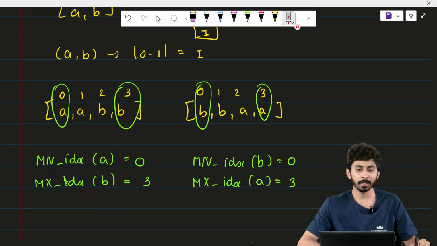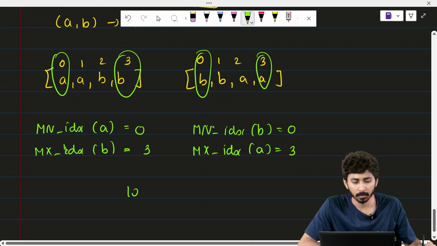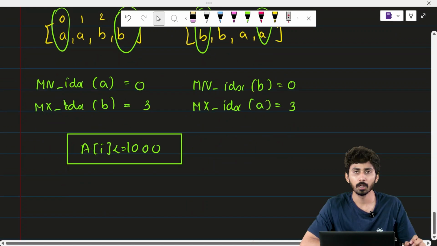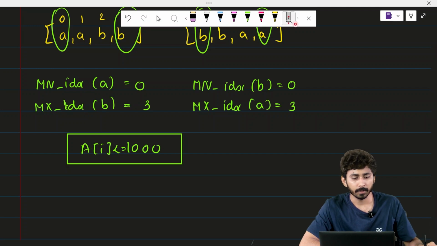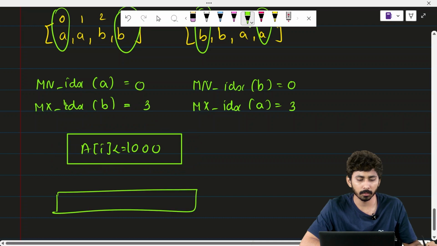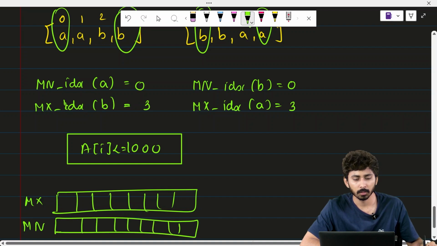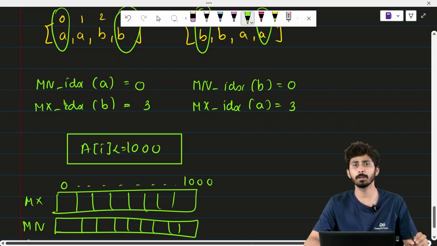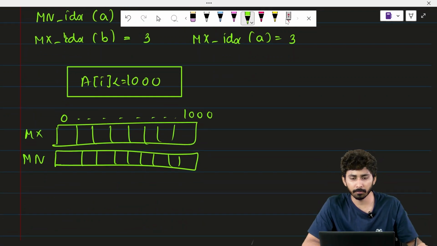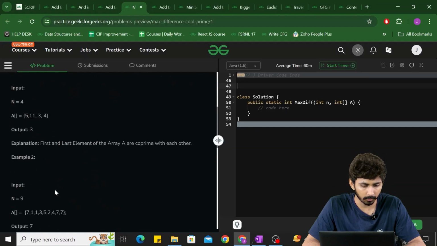Okay. And what is the range of elements? The element a of i can be less than or equal to 1000. This is the range. So here what we can do is pre-calculate all the indexes. I will keep the maximum index and the minimum index of all the elements, from 0 till 1000, in a maximum array and a minimum array. Then what I will do, here the range of the array elements, is it 0? Let's see, is it 0?